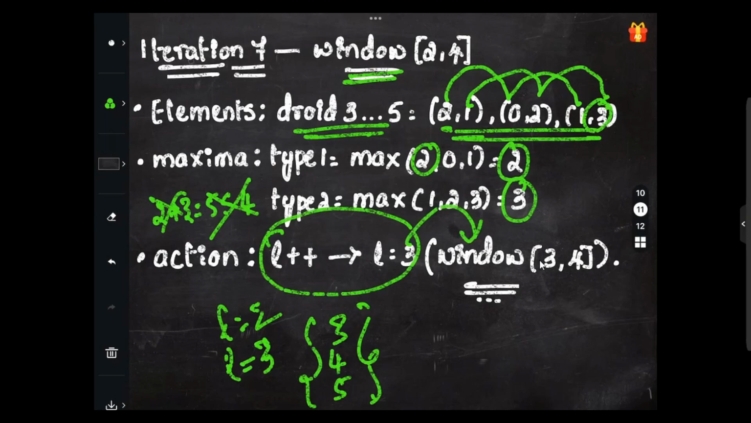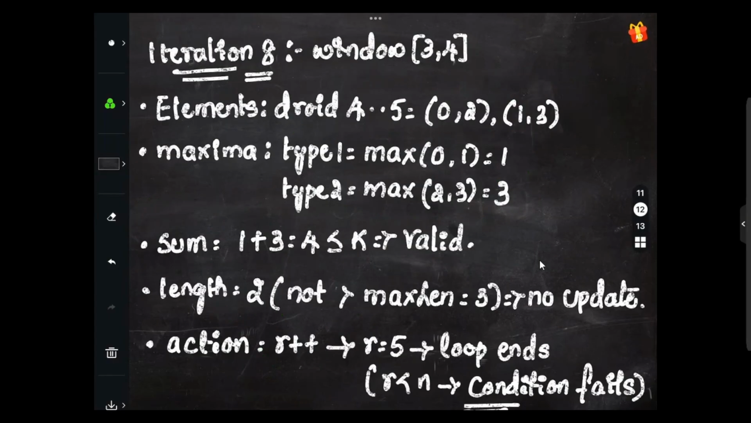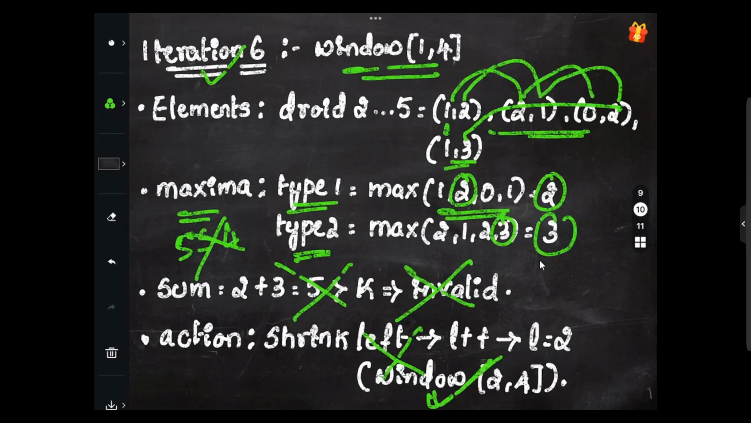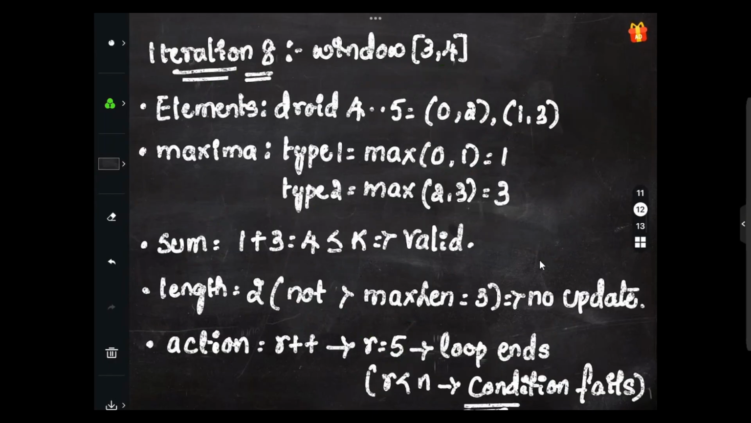So the window is 3. Next we have to move to window 3 comma 4, the final one, right? So here we have this window itself. 4 is the last number we have, right? So we have to move to window 3 comma 4. For elements 3 comma 4, we are considering droids 4 to 5 basically.